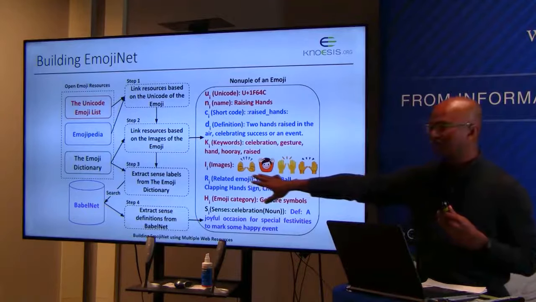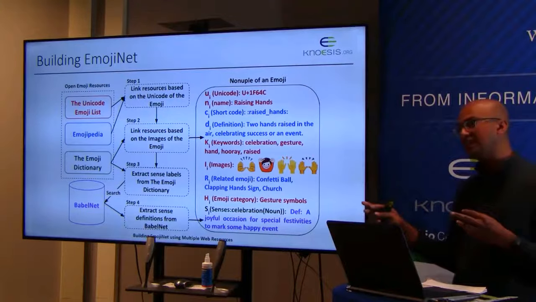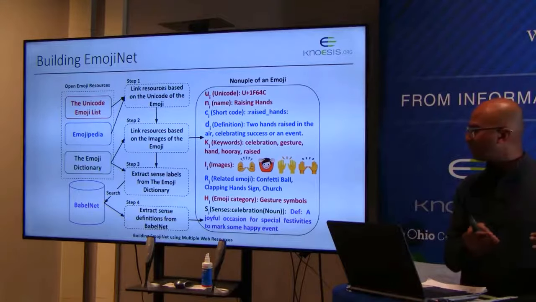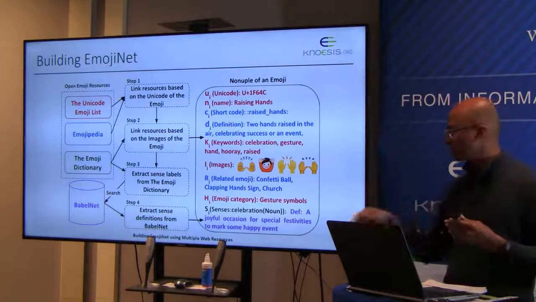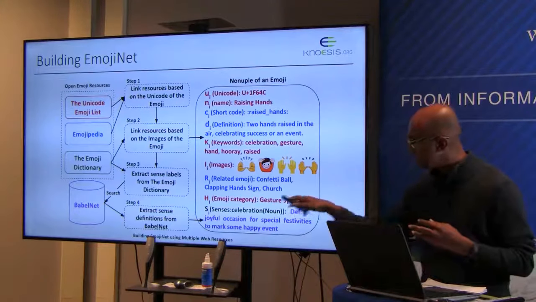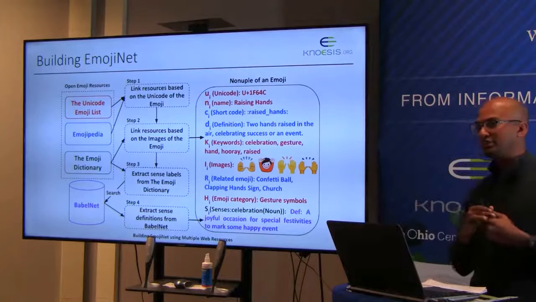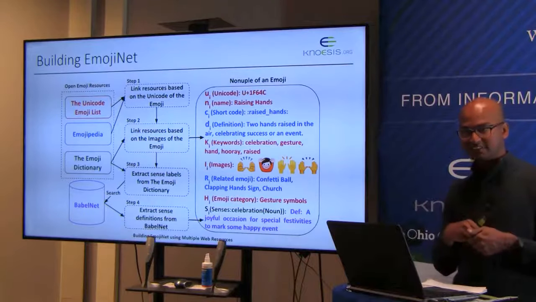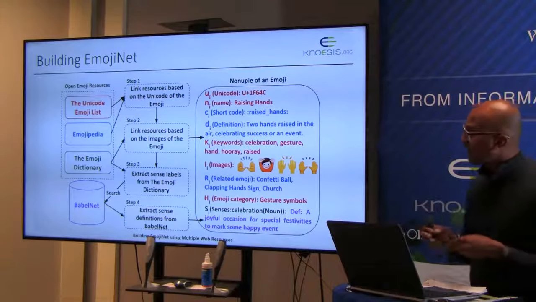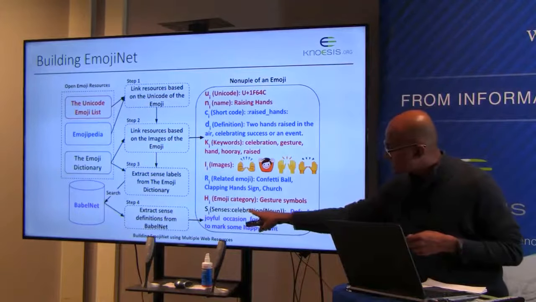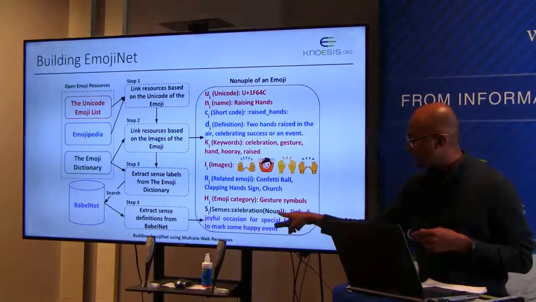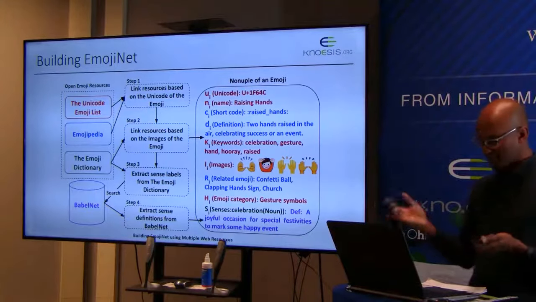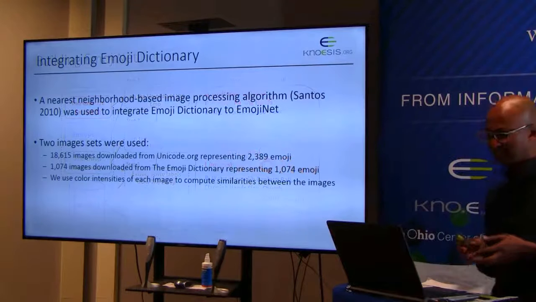That led for us to extract emoji sense labels for each emoji from the Emoji Dictionary. And once we extract sense labels from Emoji Dictionary, we wanted to assign machine readable or machine processable sense IDs to these sense labels. For that, we used a resource called BabelNet. BabelNet is the most comprehensive multilingual machine-readable dictionary that is out there. To automatically assign machine-readable English meanings to these sense labels, we had to use a word sense disambiguation task. So I'll be talking about these two tasks in my next slides.